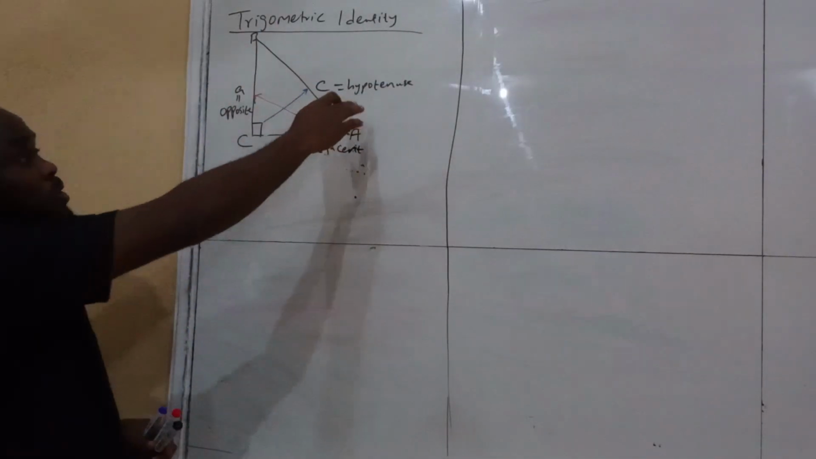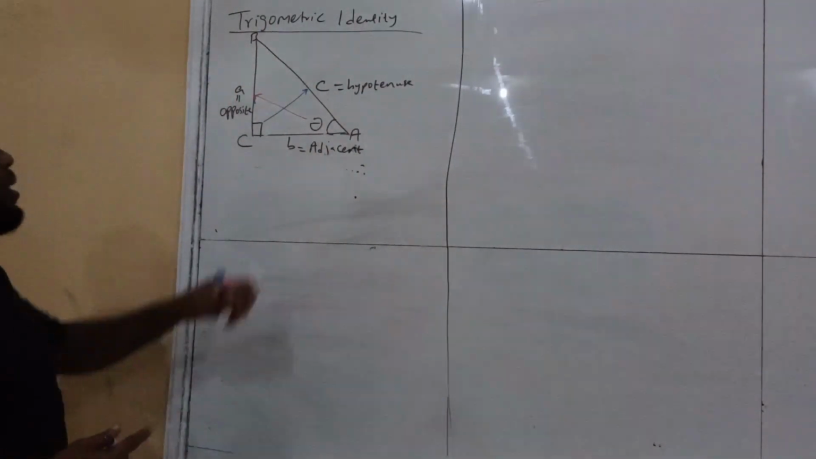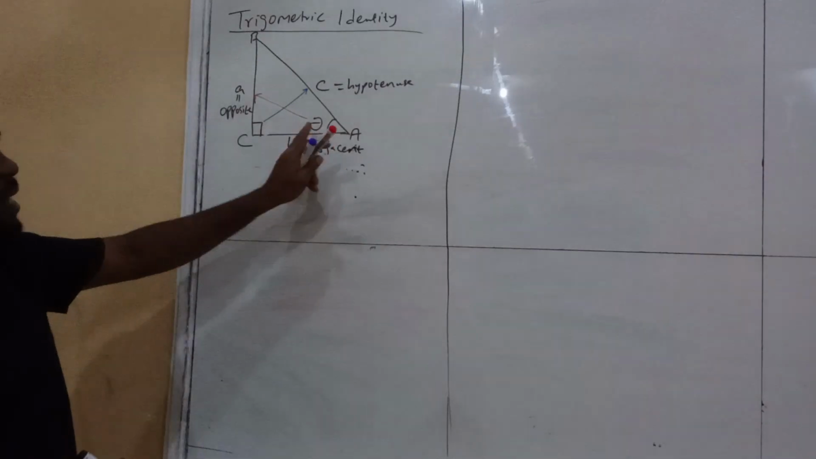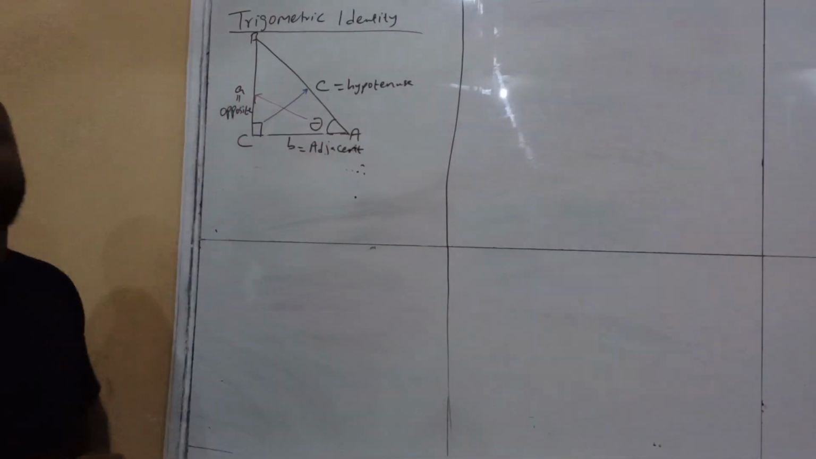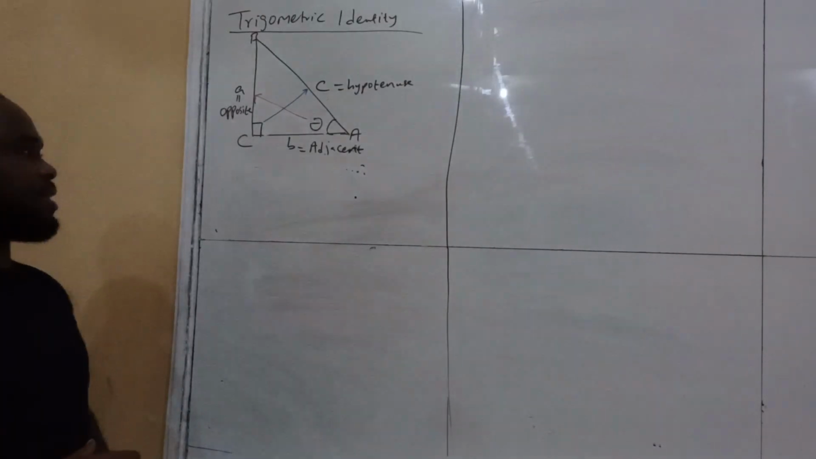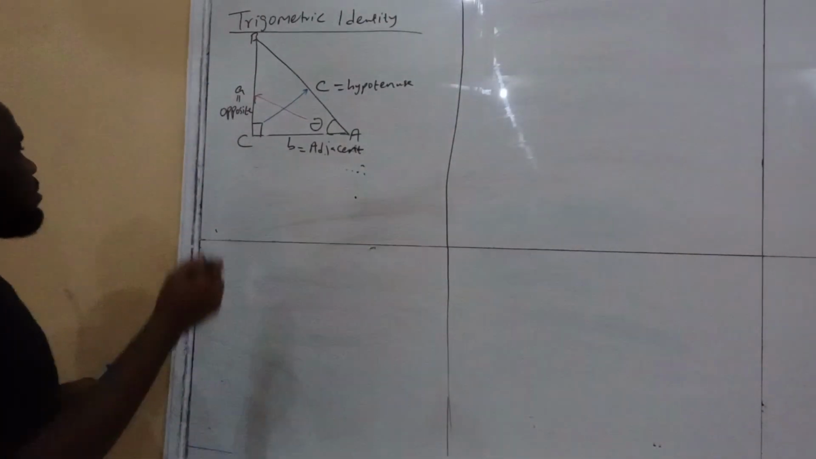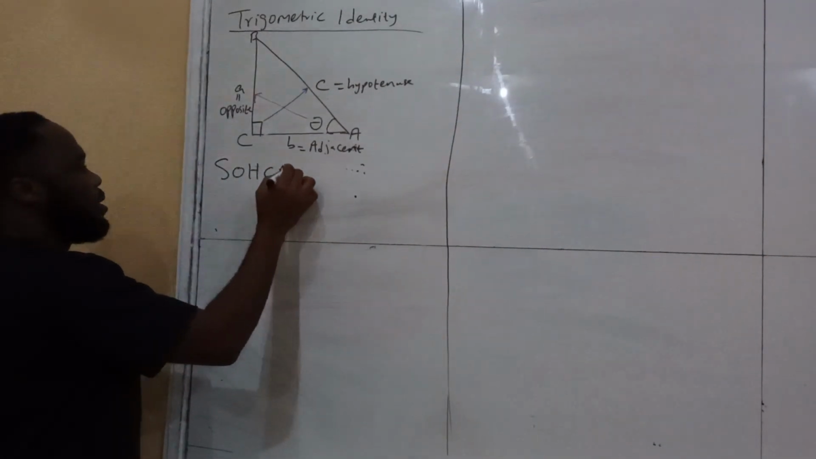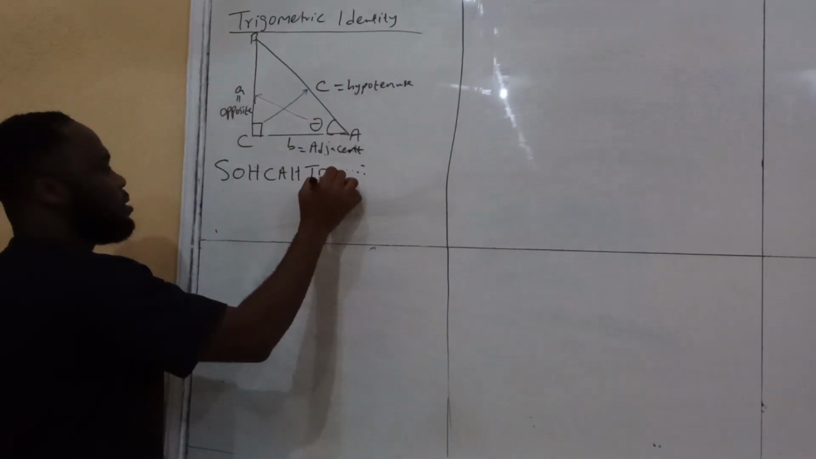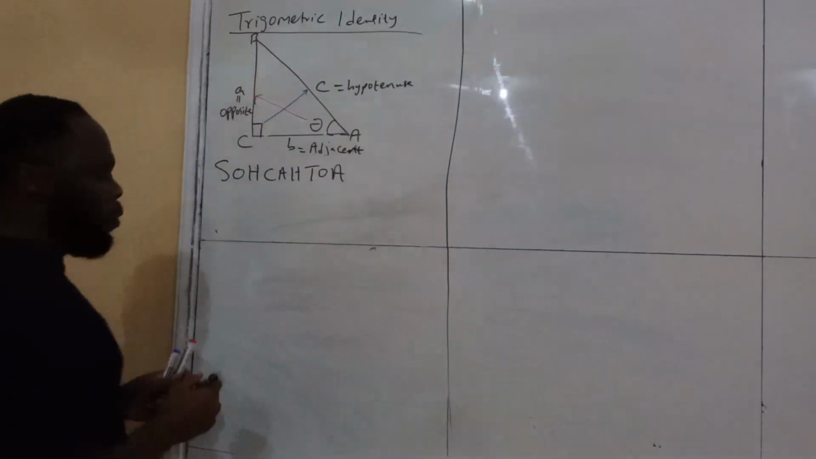which is the hypotenuse. Then if we have an angle inside, any side facing that is always our opposite, while the remaining side is adjacent. Okay. Now remember what is called SOHCAHTOA. SOHCAHTOA. Now what does it mean?